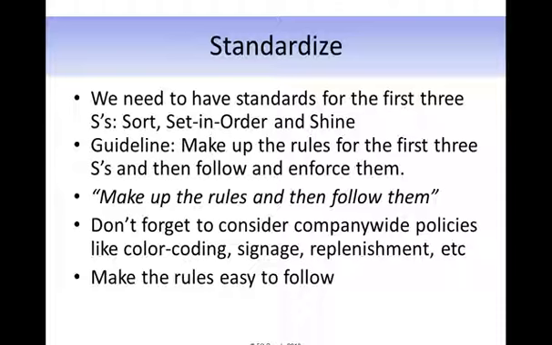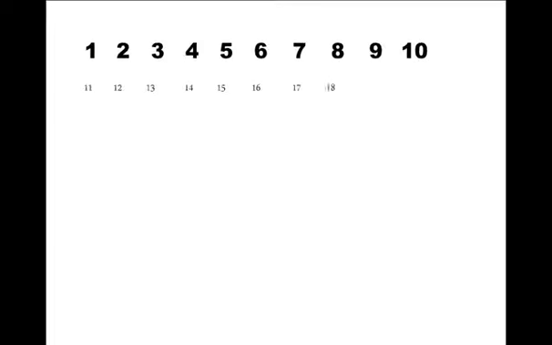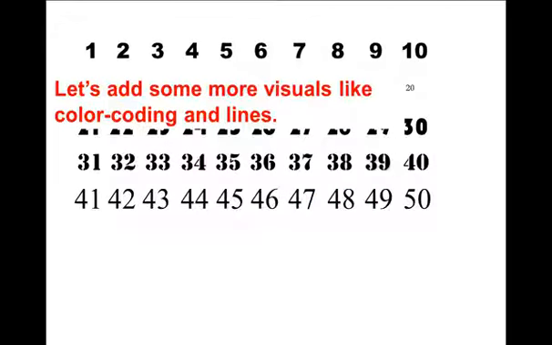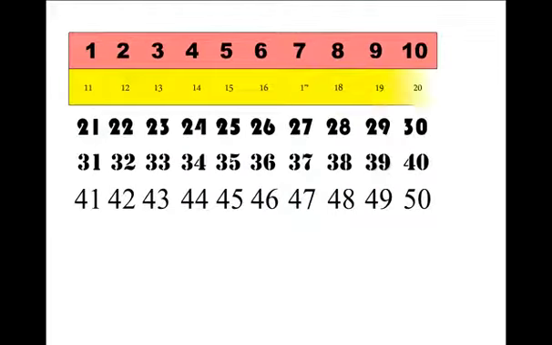And then standardize. Standardize is the 4th S, and this really means make up the rules for the first 3 S's: sort, set in order, and shine. But it's not good enough to make up the rules of how to do those. You have to also follow and enforce the rules. Make the rules easy to follow too. So after looking at all the styles and fonts, the team determined that these items can be standardized. So the team came up with what fonts and what sizes they wanted and how they wanted everything laid out. So let's add some more visuals like color coding and lines.